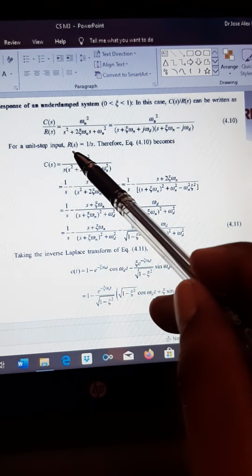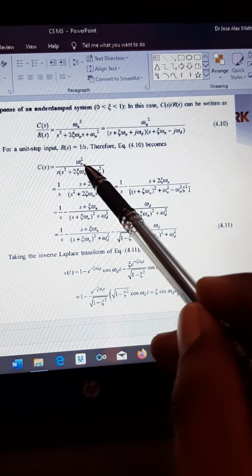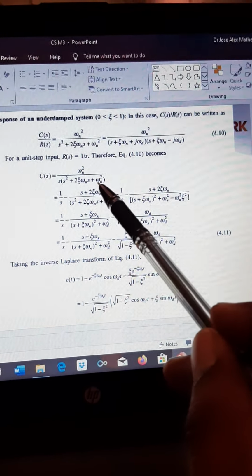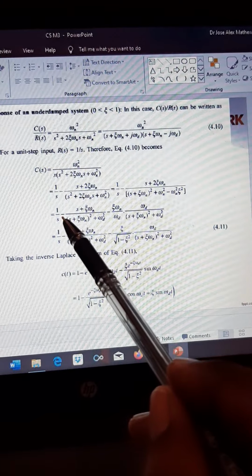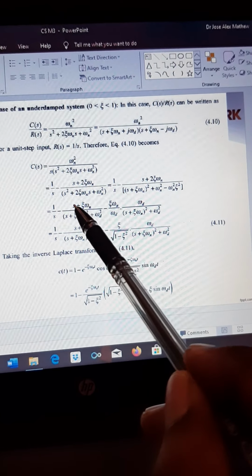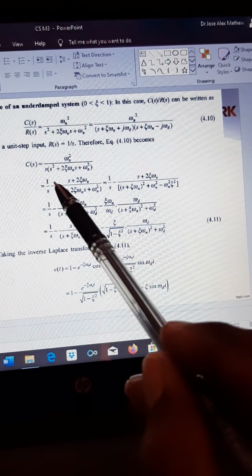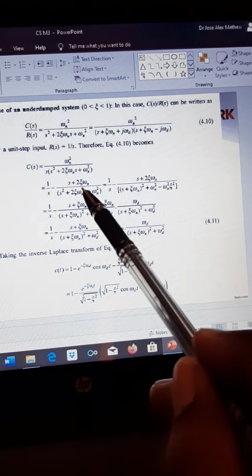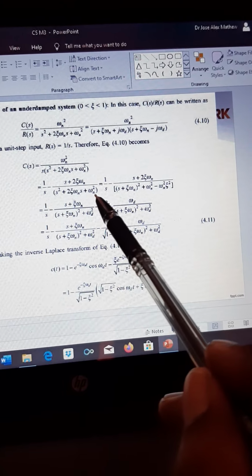For the unit step input, R of S is equal to 1 by S. Therefore, C of S is equal to omega n square divided by S into S square plus 2 psi omega n S plus omega n square, which is equal to 1 by S minus, rearranging this, S plus 2 psi omega n divided by S square plus 2 psi omega n S plus omega n square.